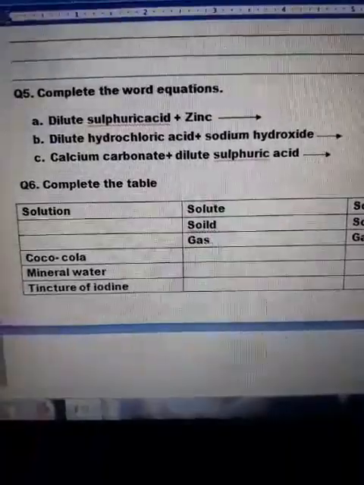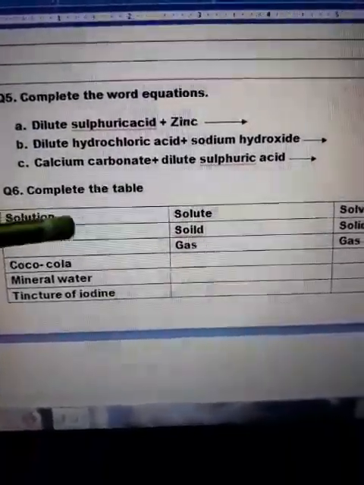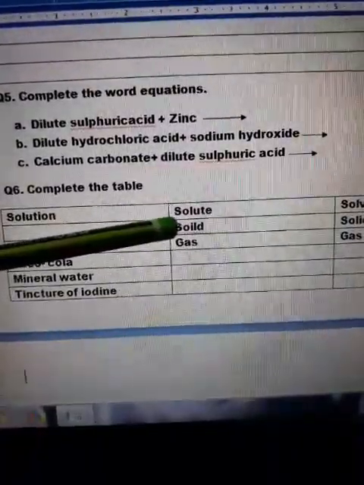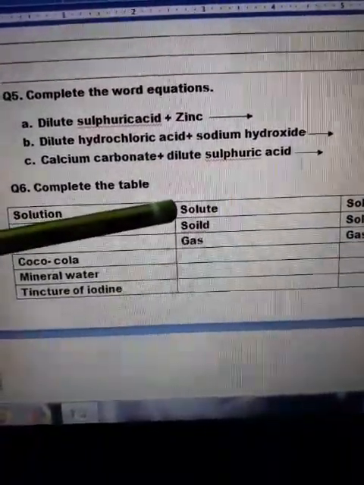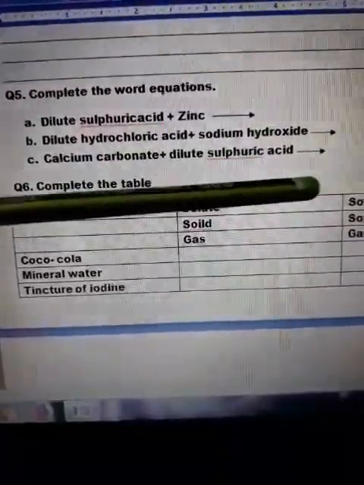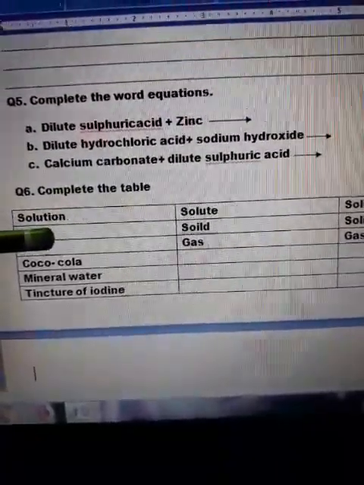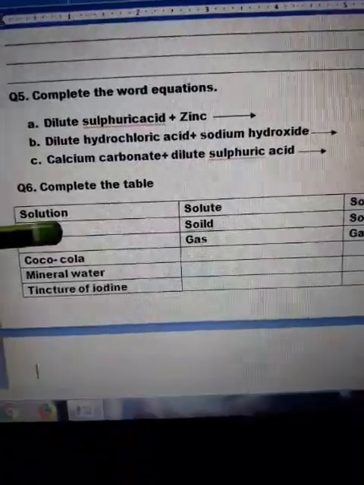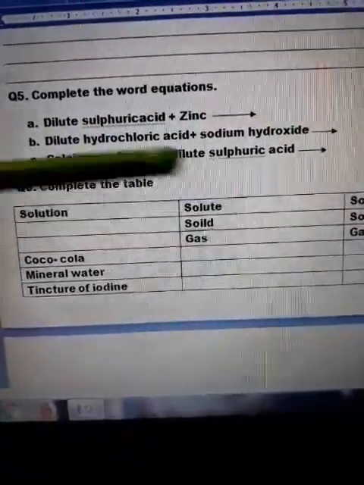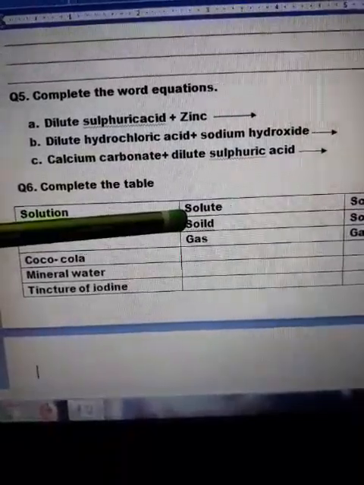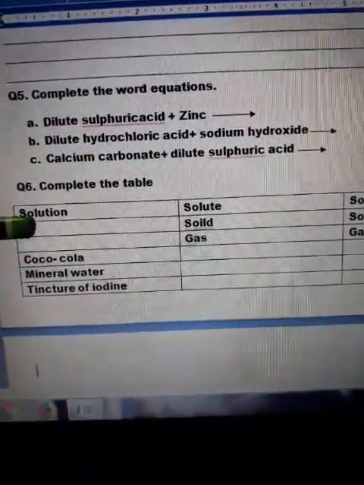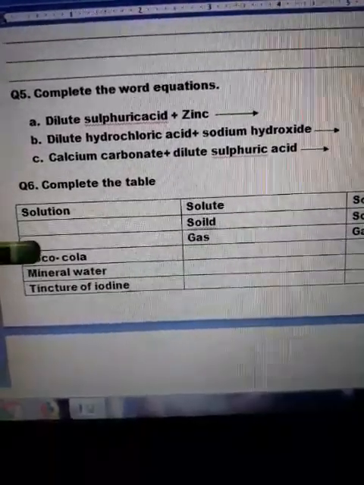Question number 6 is complete the table. Solid means the solute is present in solid form, and the solvent is also present in solid form. The solution must be an alloy. As steel is an alloy, it is made up of the solvent iron, and a little bit of carbon is added. So it means alloy or steel is a solution.